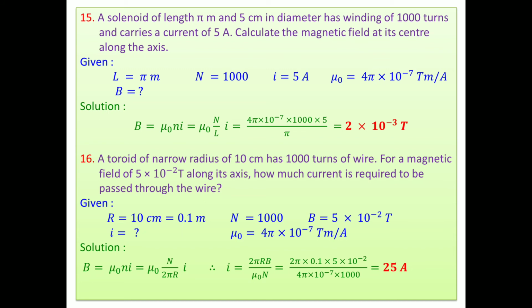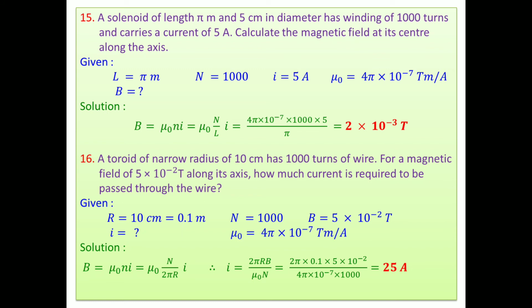A toroid of narrow radius 10 centimeter has 1000 turns of wire. For a magnetic field of 5 into 10 raised to minus 2 Tesla along its axis, how much current is required to be passed through the wire? Radius is given, 10 centimeter means 0.1 meter. Number of turns and magnetic field are given, current is to be calculated.